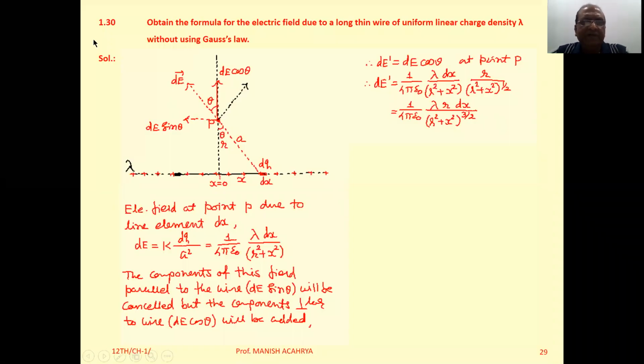Example 1.30. Obtain the formula for the electric field due to a long thin wire of uniform linear charge density lambda without using Gauss's law. Using Gauss's law, આપણે આ equation already derive કરેલું છે અને એકદમ સિમ્પલેસ્ટ વેમાં આપણને ઇક્વેશન મળી ગયું હતું.